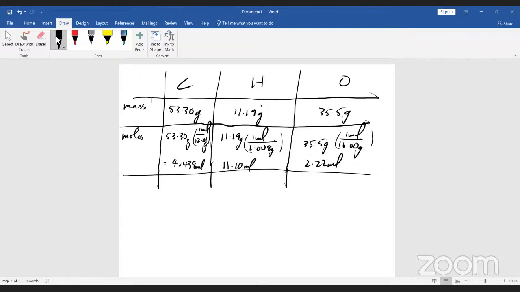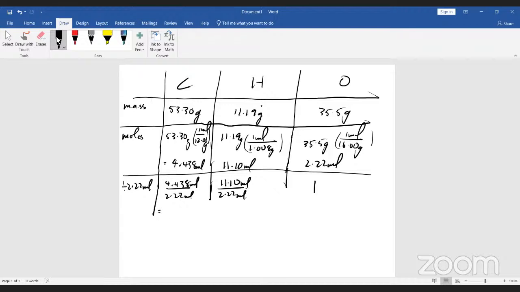The least amount of moles. Right. You divide everything by the lowest number of moles, which would be, in this case, the oxygen, the 2.22. So this would be 4.438 moles divided by 2.22 moles. In the case of hydrogen, that's 11.10 moles divided by 2.22 moles. And this will give you 1, right?